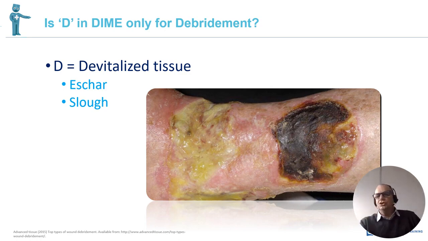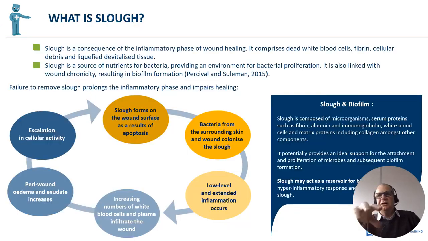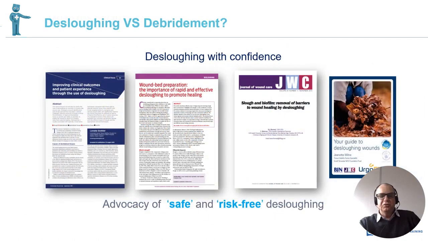So should we actually differentiate? And if we look at what slough is, and we've already talked a bit about this, slough is part of the inflammatory process of a chronic wound. It's basically a breeding source for all the microorganisms. It is one of the biggest precursors of biofilm, so it is important to remove the slough from chronic wounds.